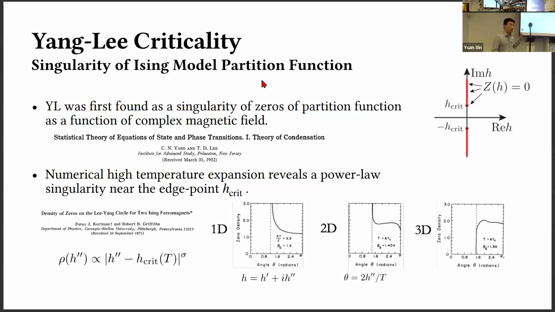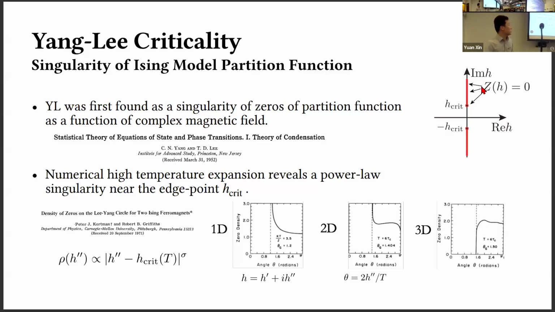If you add a magnetic field, but the coefficient is complex, then there is actually a singularity, in the sense that there is a line of imaginary magnetic field coupling where, when you look at the partition function, there are a lot of zeros.